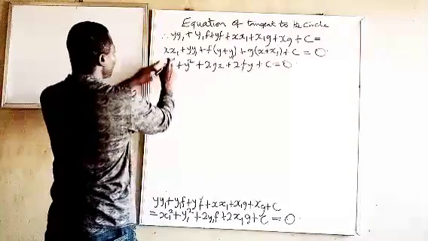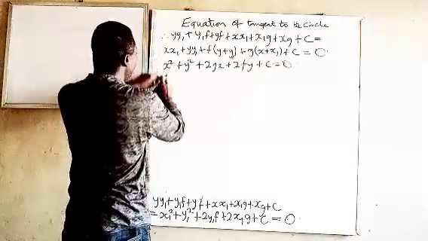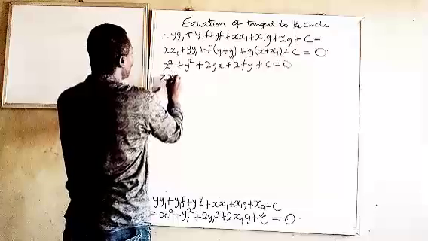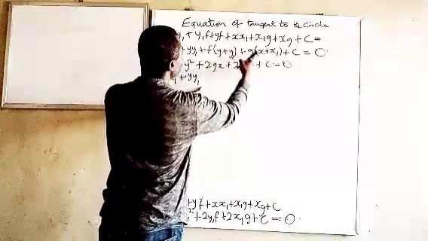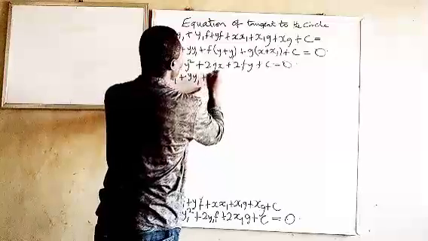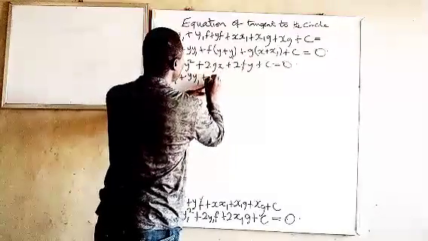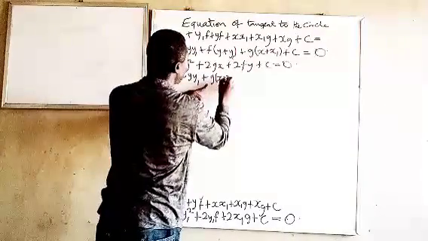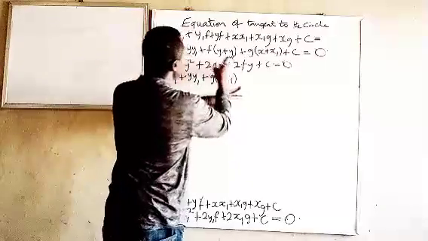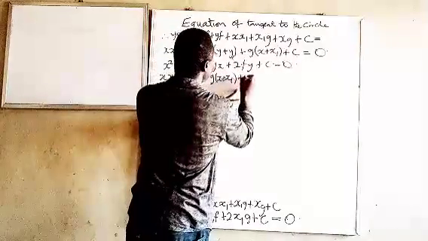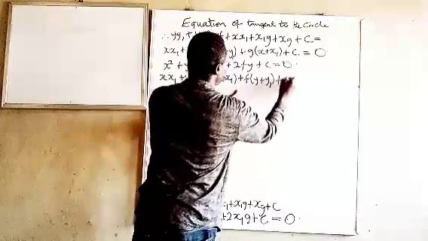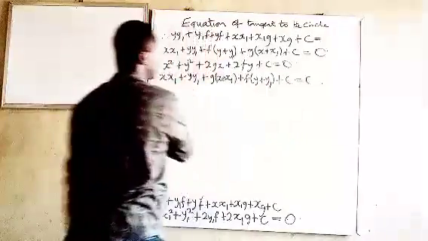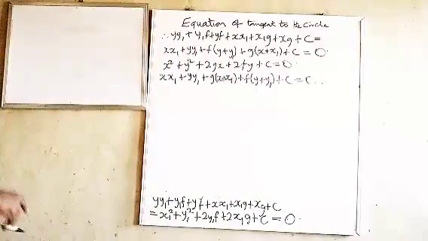So if you look at this, x squared becomes xx1. This y squared becomes yy1. This 2gx becomes g into x plus x1. This 2fy becomes f into y plus y1, plus c equals 0. So you can just do this one straight, especially with this multiple choice question.